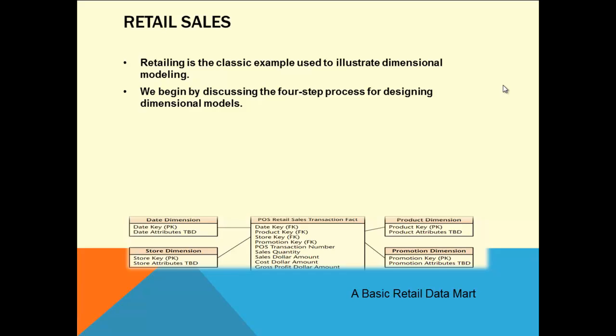We will begin by discussing the four-step process for designing a dimensional model. First, I need to come up with a model, saying first move all the bedroom items, then come to the hall items, so that the living room items will not block you before you enter your bedroom. So let us plan it properly.